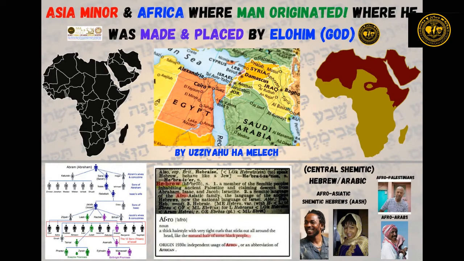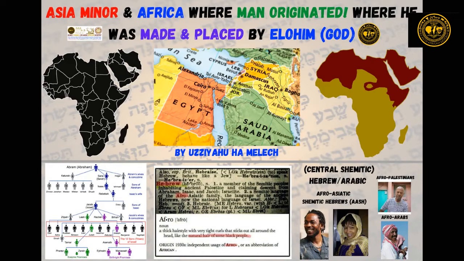It's Afro-Asiatic, it's Shemitic. You know, it's an Eastern mind. So that's what we follow. If you look at the definition of Hebrew, Hebrew is a member of the Shemitic peoples, inhabiting ancient Palestine and claiming descent from Abraham, Yitzchak, and Yaakov, Israelite. 2, a Shemitic language of the Afro-Asiatic family, the language of the ancient Hebrews.